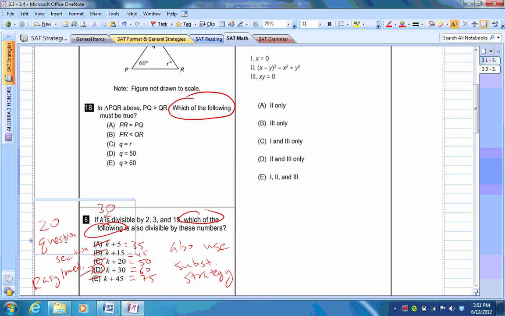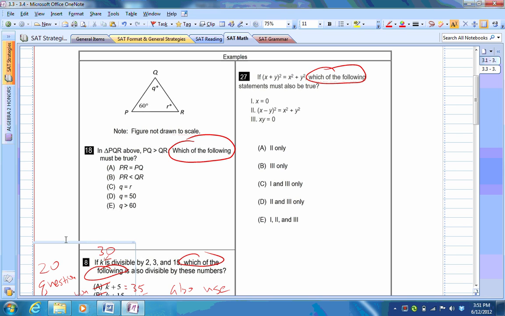But let's look at something a little different now, like problems 18 and 27. This would also be part of a 20 question section, and in this case it would definitely be hard. Here we don't see the same substitution strategy that we did for number 8. They say triangle PQR, PQ is greater than QR, which of the following must be true. Whenever you see a geometry problem that's not drawn to scale, you should probably redraw it so it is to scale.